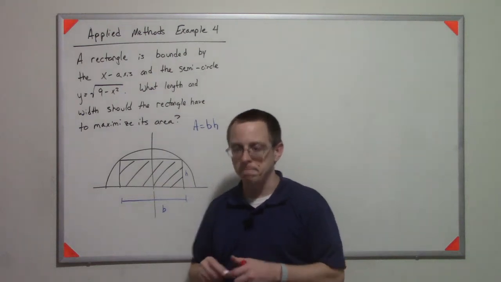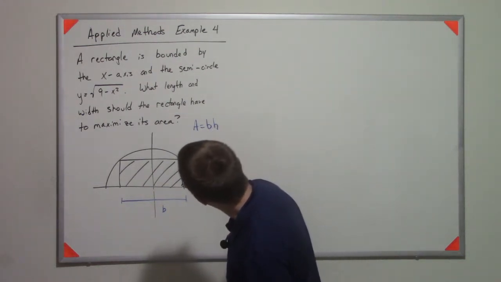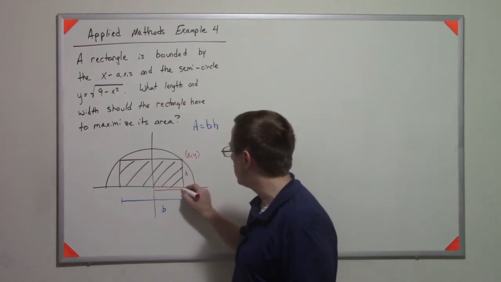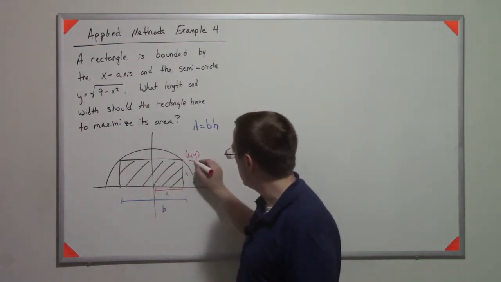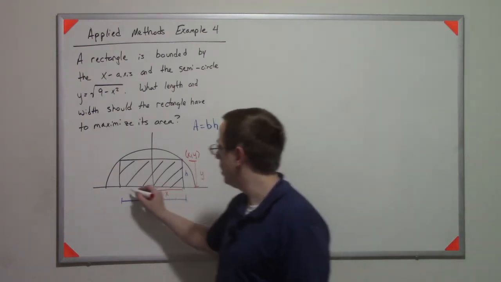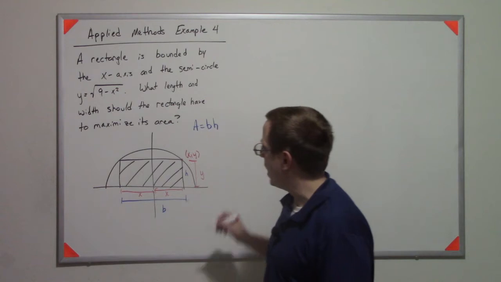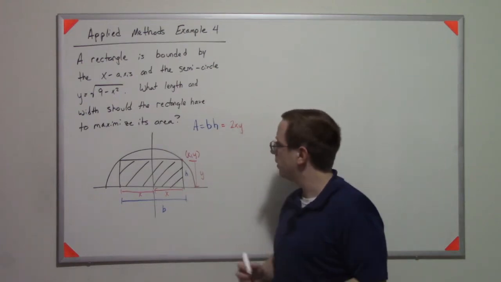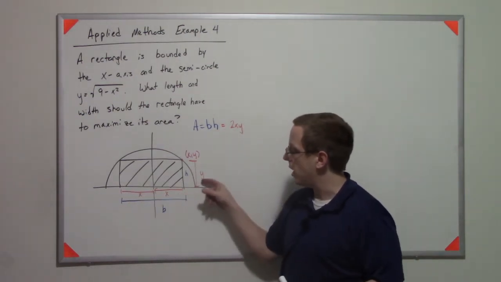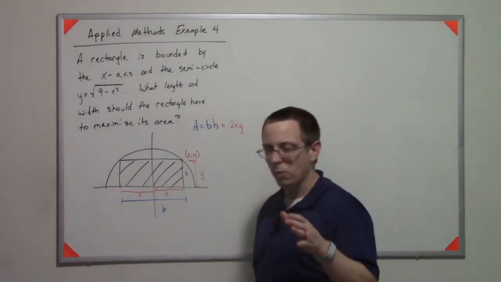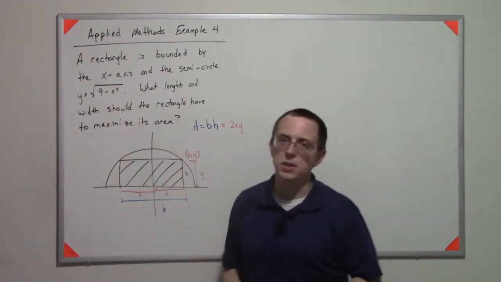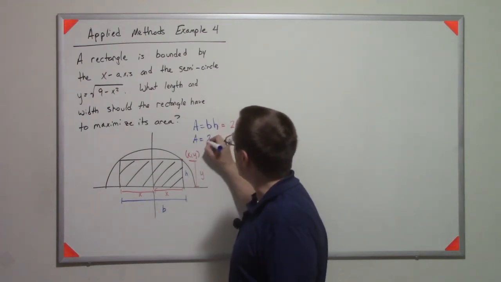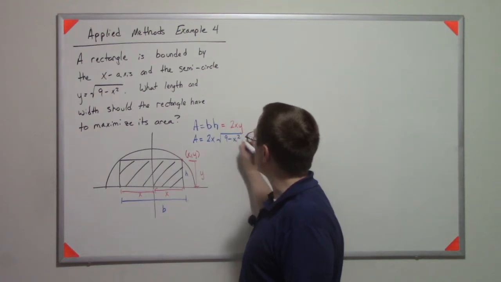But if I think about it, if I have some sort of point here, then that has a coordinate x, y. So that tells me that this length has to be x, and this has to be y. And so if I think about this rectangle, I really have 2x, y. Right? Because this length is 2x, and this height is y. And that's going to be helpful, because what we're given is this: y is the square root of 9 minus x squared. So that gives me that the area could be rewritten as 2x times the square root of 9 minus x squared.